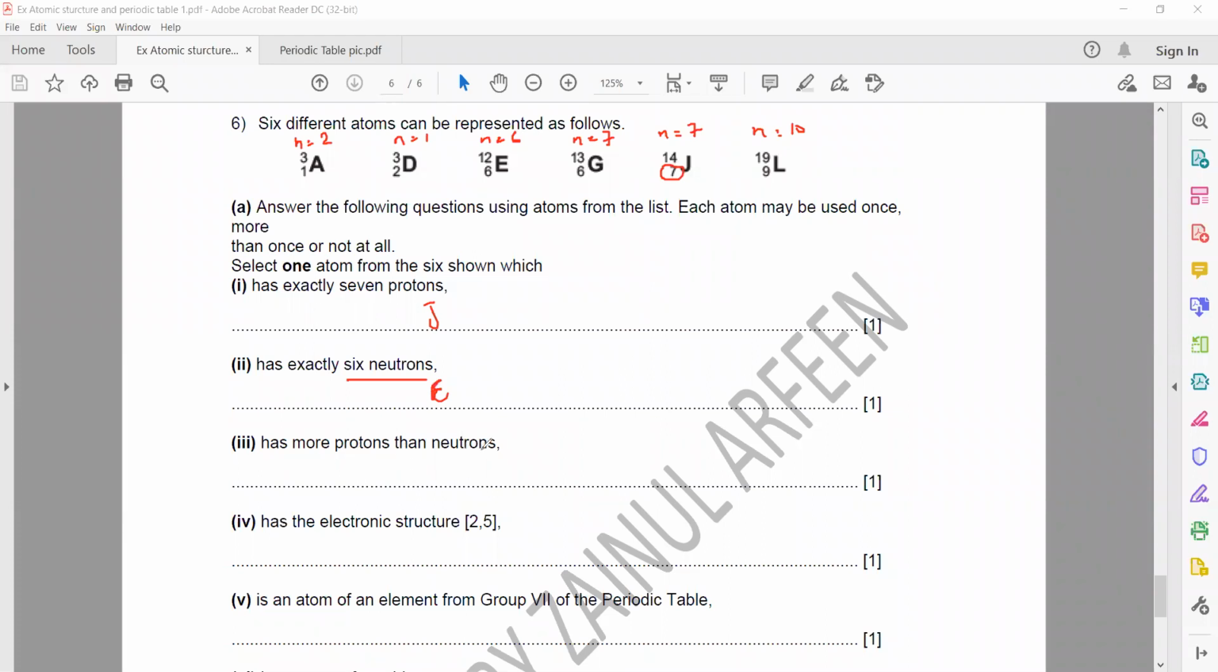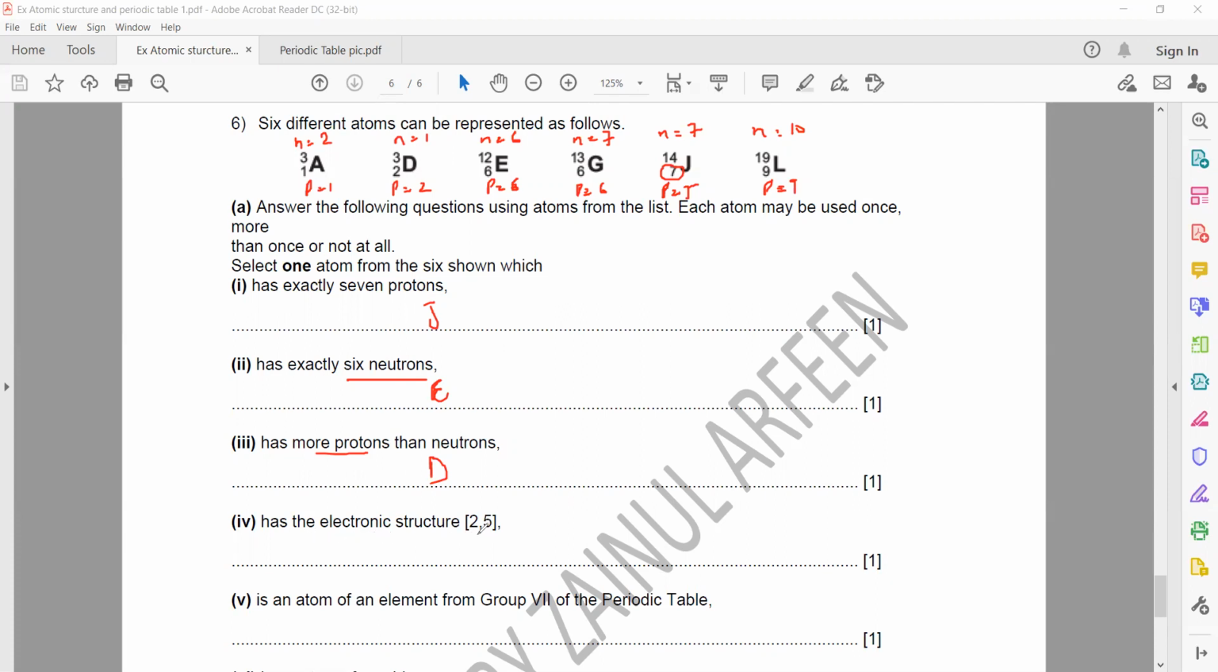Which has more protons than neutrons? When we work out, this has proton number 1, this has proton number 2, this has 6, this also has proton number 6, this has proton number 7, and this has proton number 9. So the question is, which particle has more protons than neutrons? You can see this one has 2 protons and only 1 neutron. That's why D is the right answer.